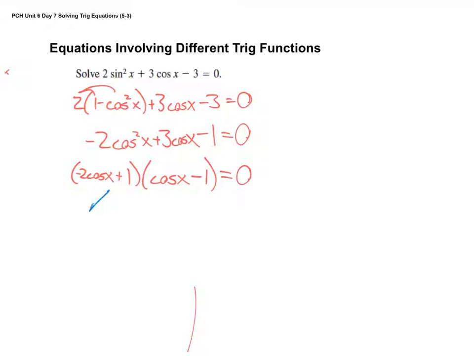So now we have the zero product property. What would cosine equal from this first set of parentheses? 1/2. Positive 1/2. Okay, good. Negative 1 over negative 2. Cosine of x is 1/2. So what is x here? Pi over 3 and 5 pi over 3. Good. Pi over 3. And we need the fourth quadrant because cosine is positive, so that's also 5 pi over 3. Okay?